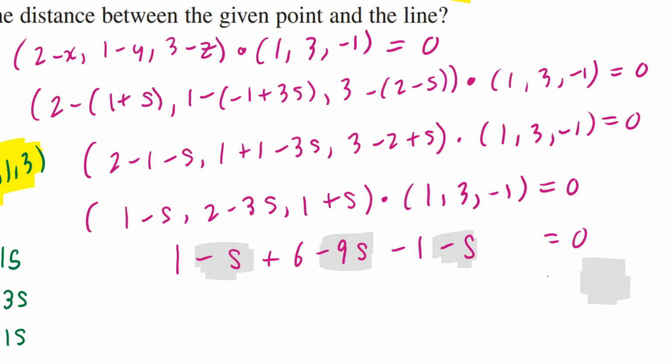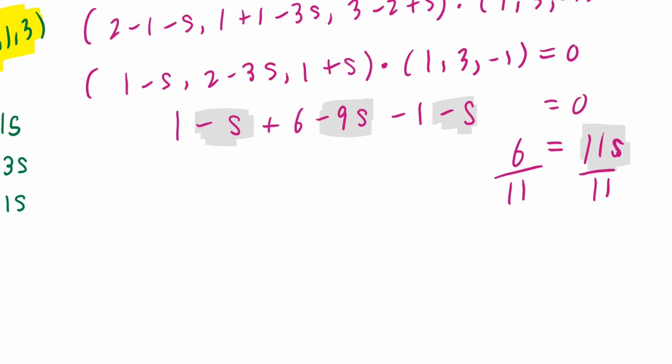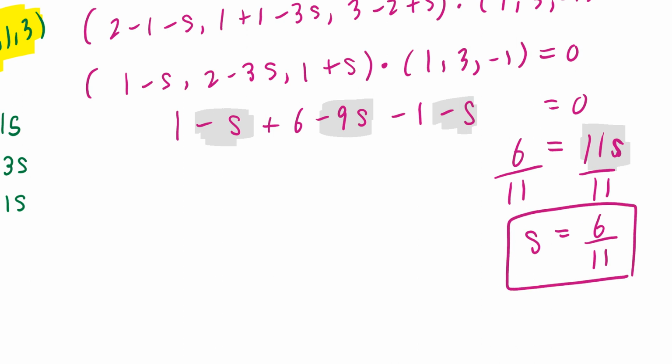If you think about negative s minus 9s minus s, that's negative 11s, which I'm going to bring to the right. That's positive 11s. 1 plus 6 minus 1 is going to be 6. The opposite of multiplying by 11 is to divide by 11. So s equals 6 divided by 11. Now remember, your goal is to find a point.